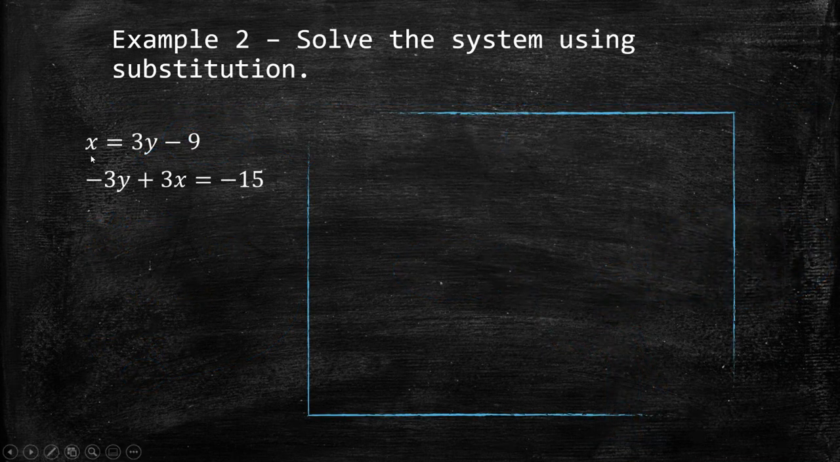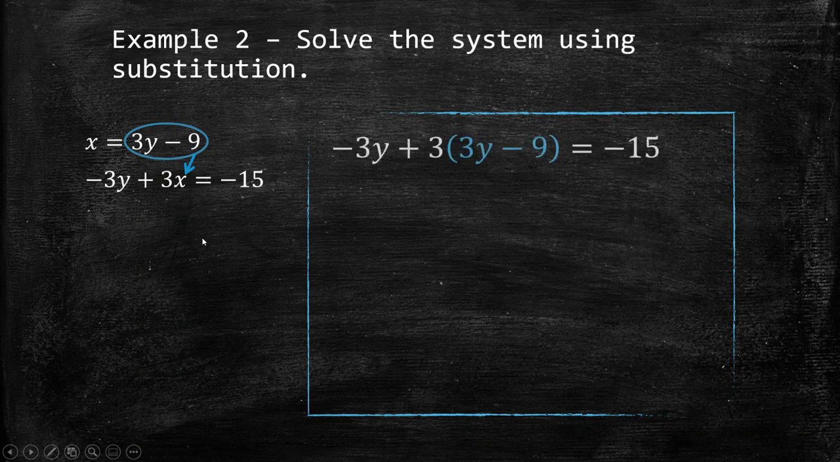In example 2, this first equation is solved for x. So x is all by itself. So we've got x equals 3y minus 9. So I'm going to take the 3y minus 9 and replace x with that expression. So first I like to go to this equation, negative 3y plus 3x, and I like to replace the x with parentheses. And then inside the parentheses, I put the expression 3y minus 9.